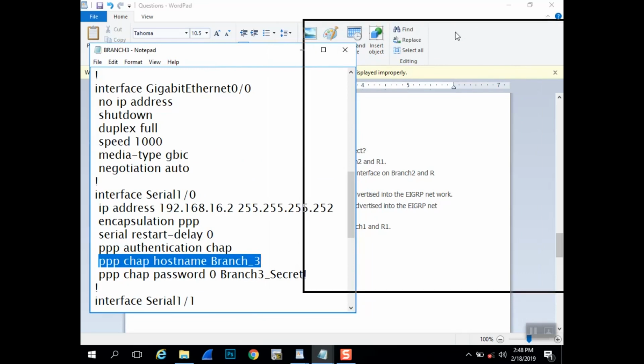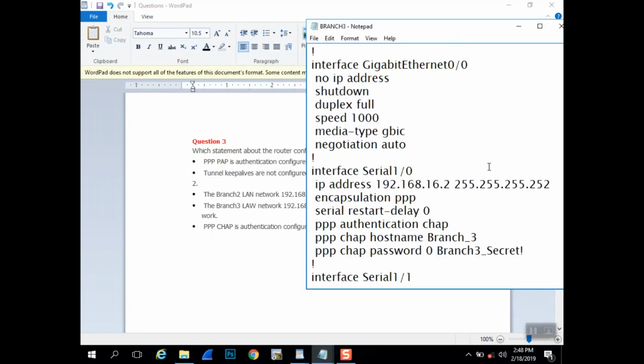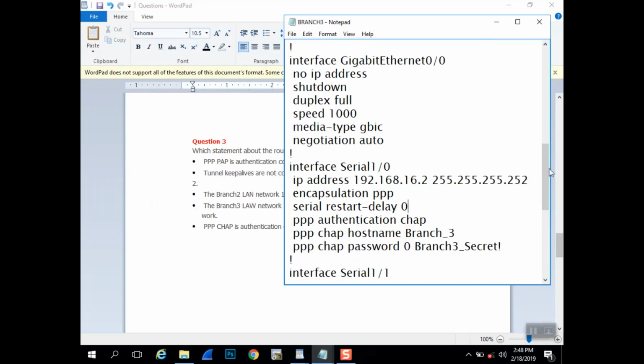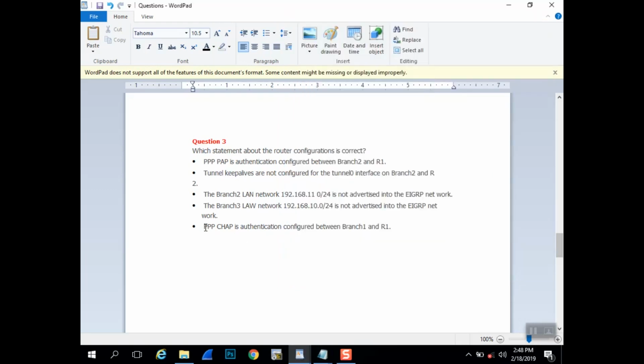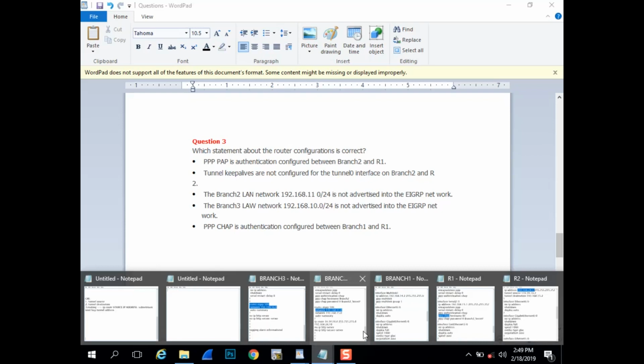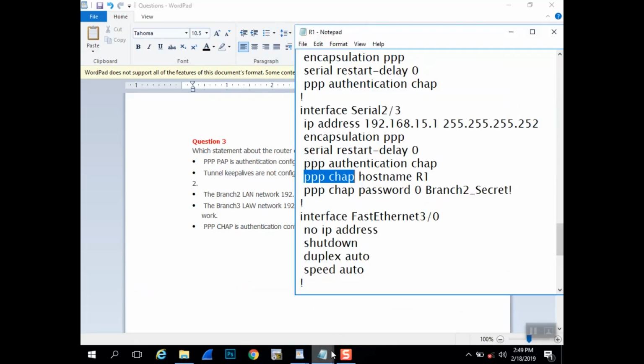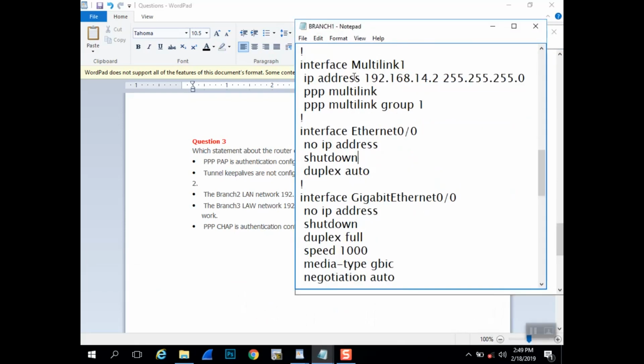Let's go with branch 3. Then let's use the command show run again. Then if you see here on the EIGRP configuration, you'll see that only the .16 network is advertised on the EIGRP. Now let's go on with the fifth before we proceed with the right answer. PPP CHAP authentication is configured between R1 and branch 1.